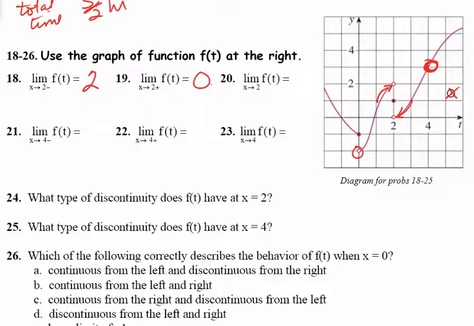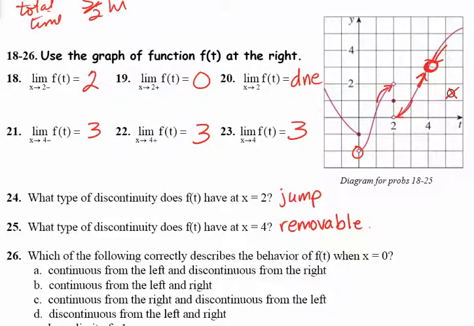So since the left and the right hand limits do not agree, there's no overall limit. And of course we know that we will call that a jump discontinuity. I can already see that's the question in 24. In 21, we're doing the limit as we approach 4 from the left side. Well, we get close to a y-coordinate of 3. And as we approach 4 from the right side, we approach 3. So there is an overall limit, even though it is a removable discontinuity.